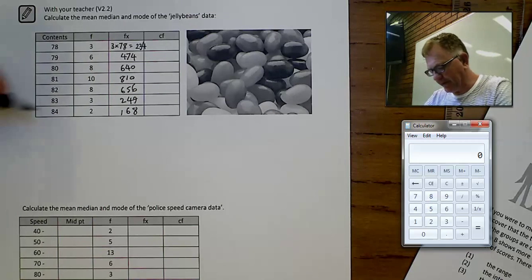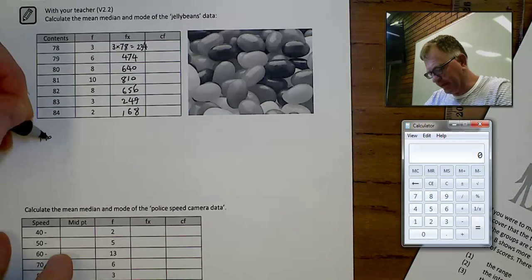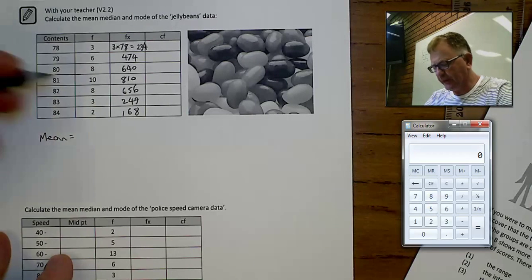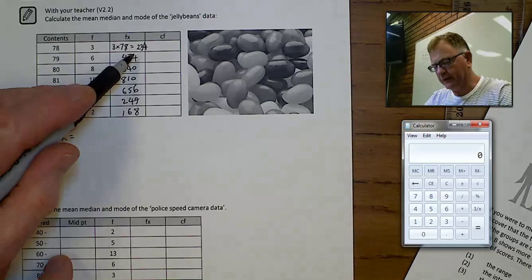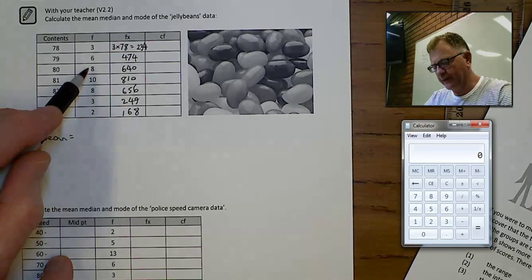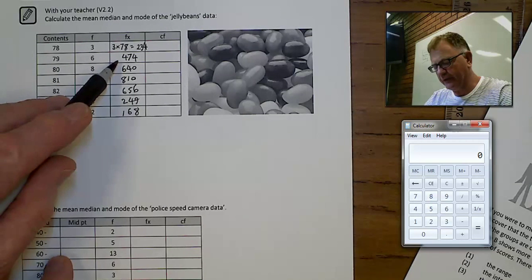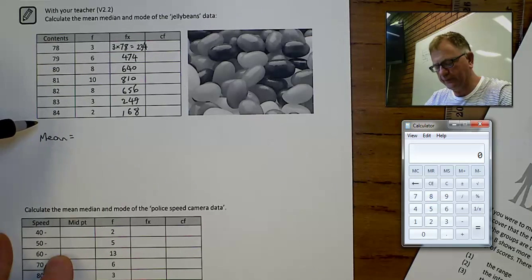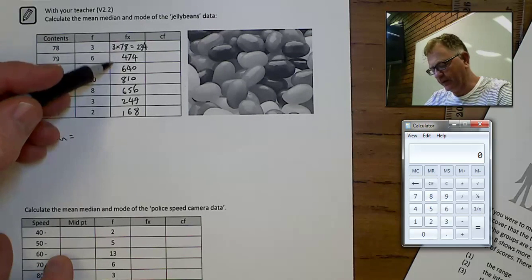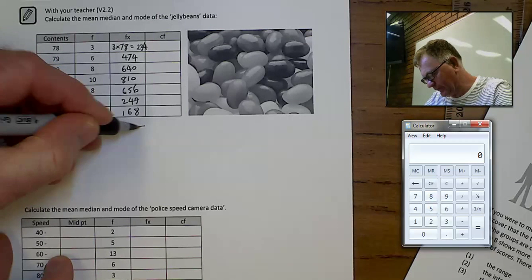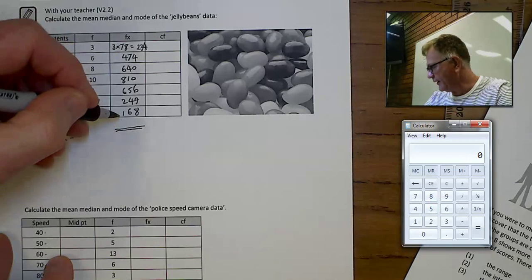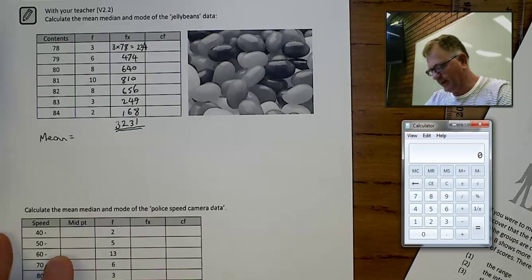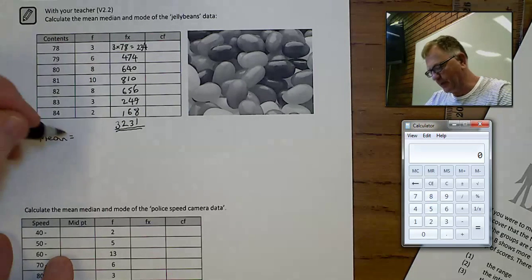So I've got that done now, and now it's going to be easy for me to work out the mean. Now to work out the mean, you've got to add together all the numbers. Now we've already said that these 3 78s equal 234. These 6 79s equal 474. 8 80s equal 640. And so now all I have to do is sum this column, which I've done already, and it comes to 3,231.